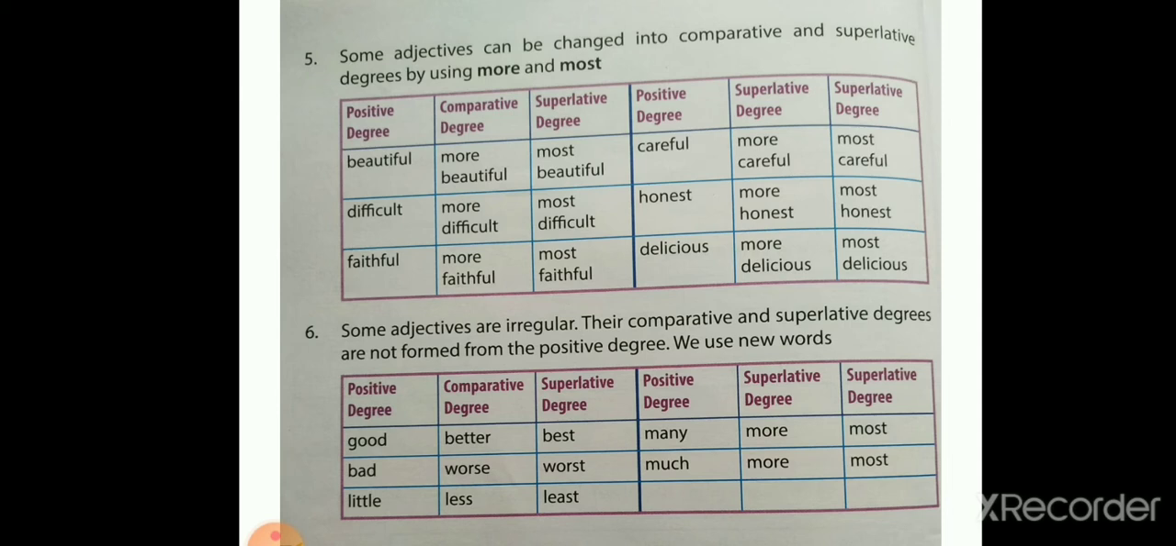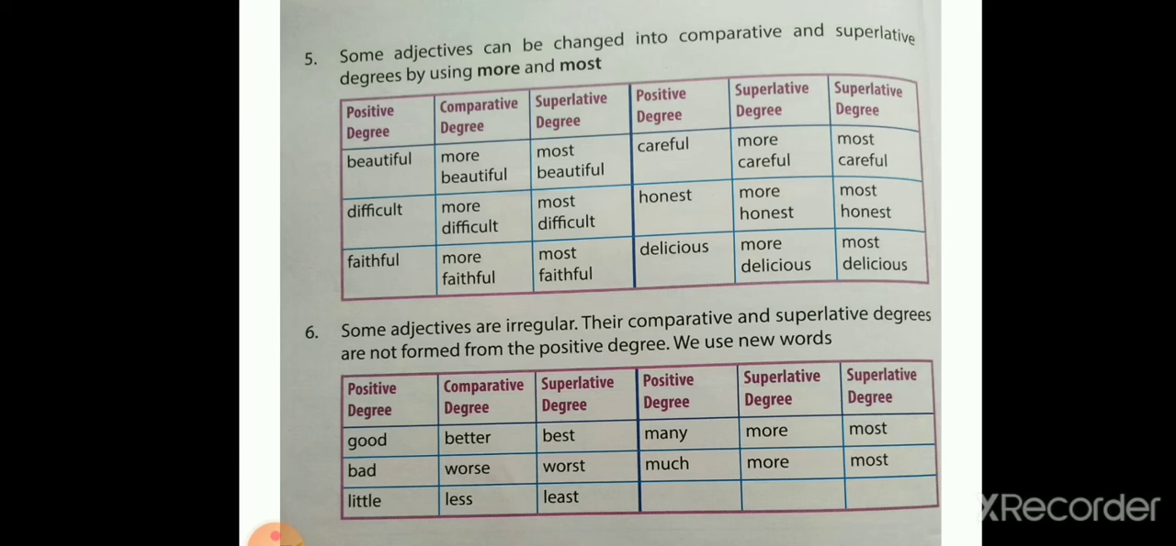Positive degree, we have beautiful. We cannot convert this for comparison as beautifuler. That cannot happen. So we will just add more: more beautiful for comparative degree, and for superlative, most beautiful. Difficult, more difficult, most difficult. Faithful, more faithful, most faithful. Next is careful, more careful, most careful. Honest, more honest, most honest. Delicious, more delicious, most delicious.